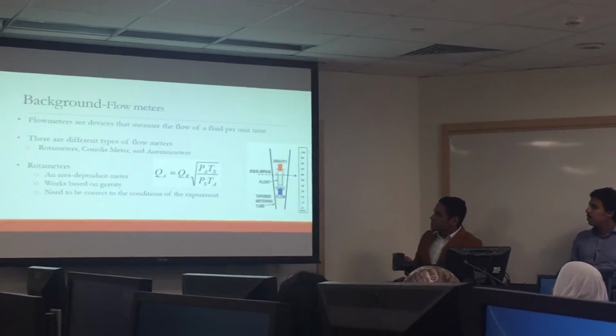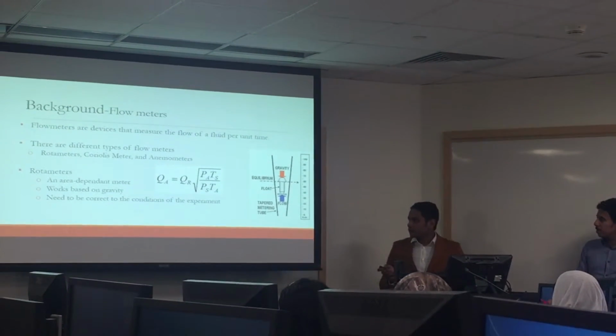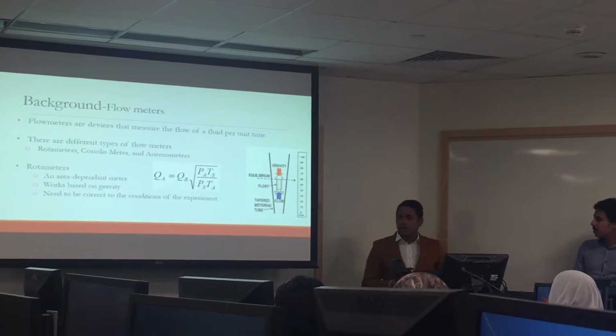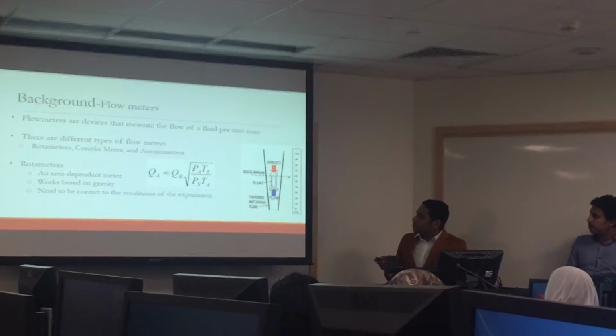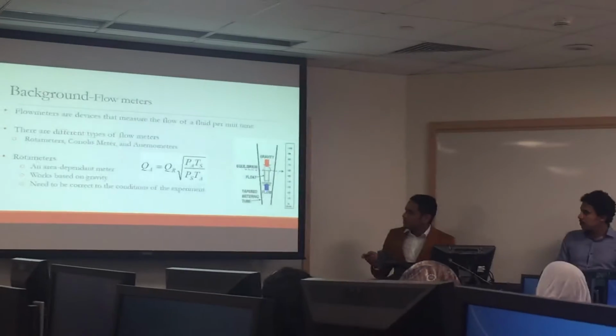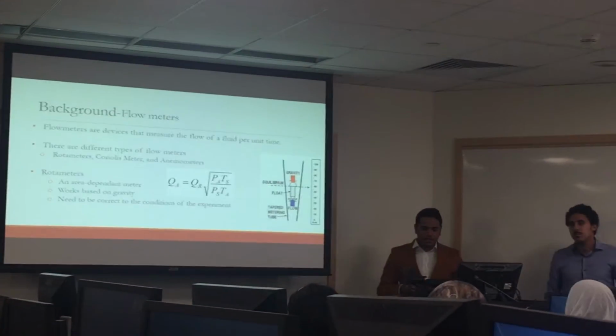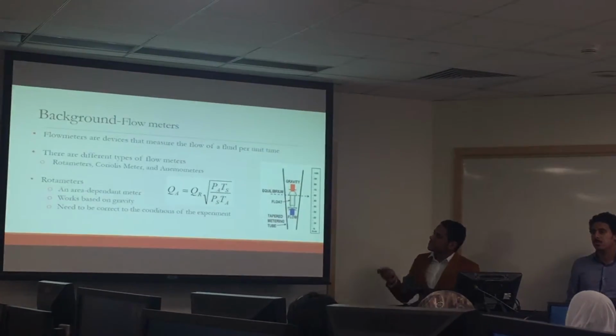So as you can see, it consists of a float. This float will move upward if we have a higher flow, or downward if we have a lower flow. The float will stop when there's a mechanical equilibrium between the forces of the fluid and the forces of gravity.